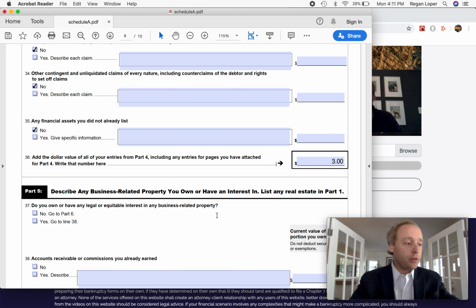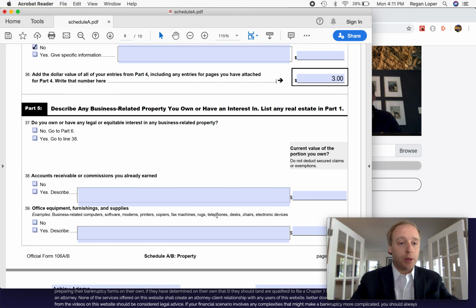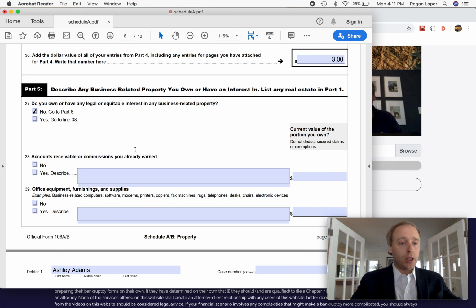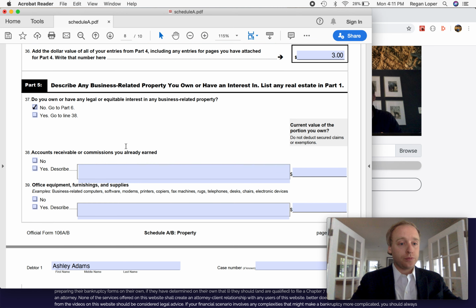Okay, Part 5, describe any business-related property you own or have interest in. List any real estate in Part 1. Do you have any legal interest in any business-related property? No, she didn't own a business, so she selected no. Do you own accounts receivable or commissions? She selected no. Office equipment, furnishing, no.